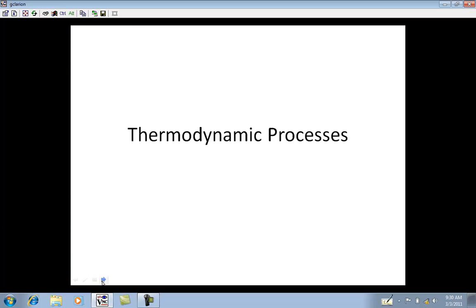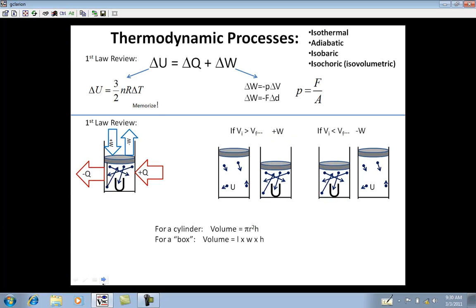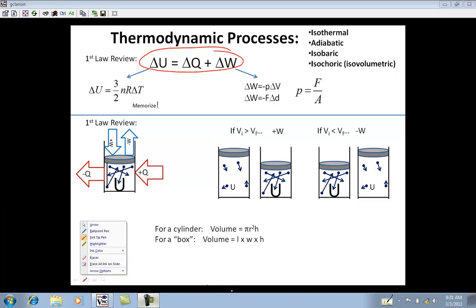Okay, so thermodynamic processes. What we're going to do first is review. Notice there that it lists the first law. Everything is based around the first law. So let's review what we know about the first law. There are 4 total things that can happen when it comes to the first law. Who can tell me one of those 4 things that can happen?